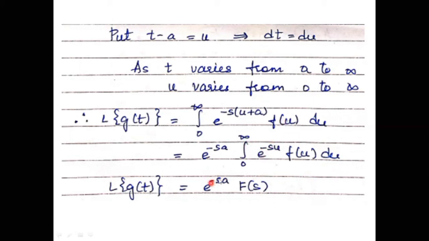When you look at this part, integral 0 to infinity e power minus su f of u du is nothing but f of s. So L of g of t is equal to e power minus sa into f of s. So this is all about the fourth property.